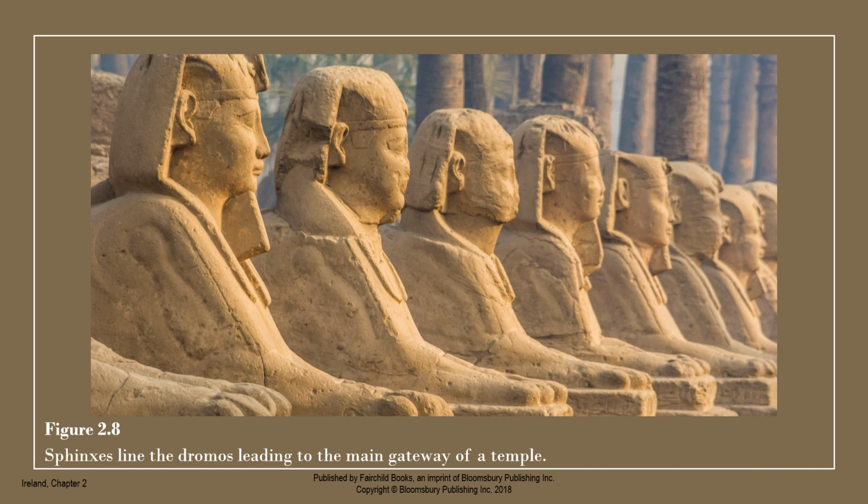Here we can see a line of sphinxes. This is a mythical creature with the head of a human and the body of a lion, and often might have the wings of a falcon. The Egyptian sphinx was viewed as ferocious in strength and often were used as guardians to flank entrances to temples.